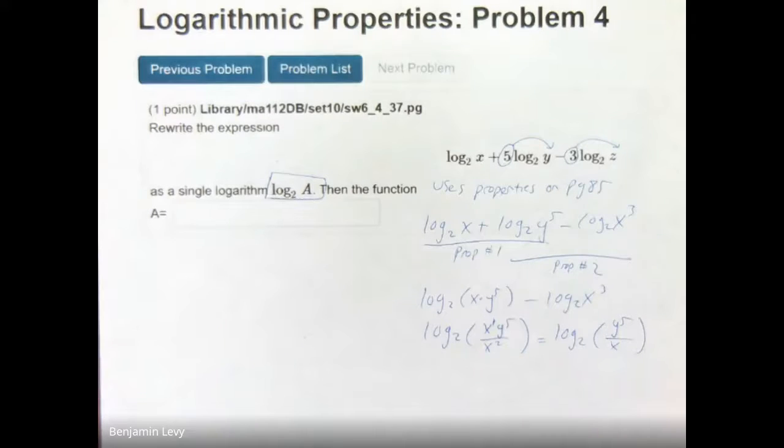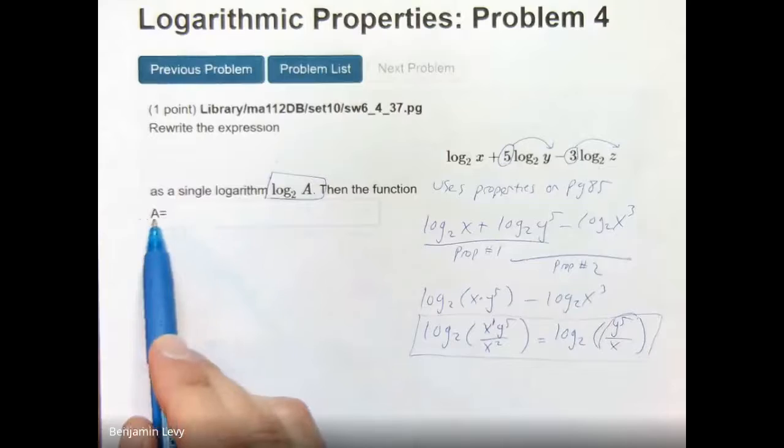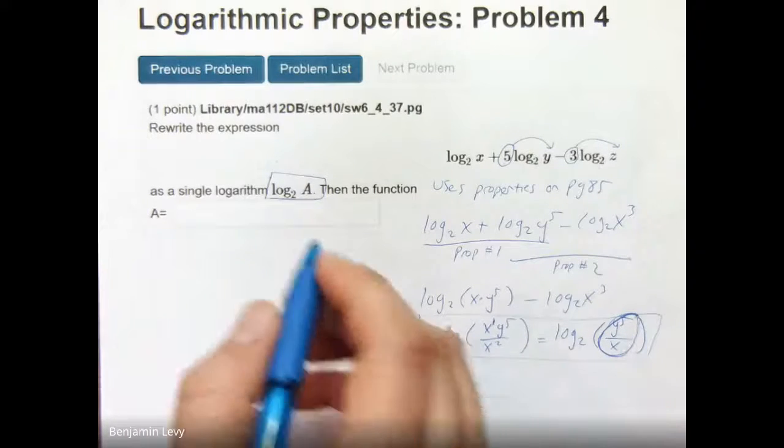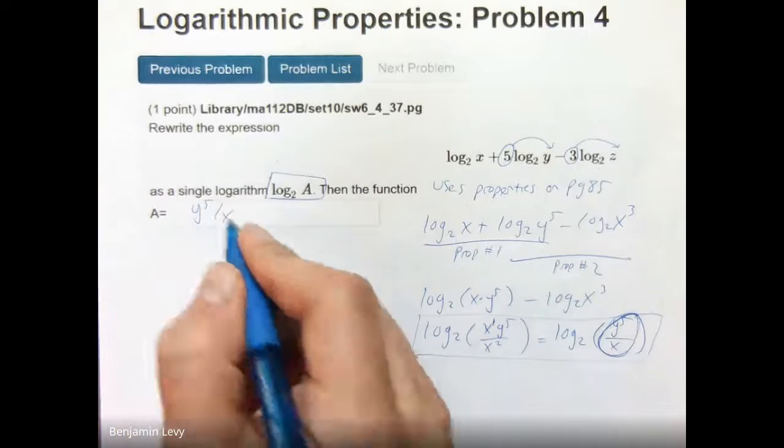I'm not super picky about that on a test. Like if this is a test, I would probably be fine with both of those. What's important to me is you know the properties, not so much the exponent thing there. WebWork a lot of the time wants things simplified. And so if this is me, I would probably enter this into WebWork, right? And so the way WebWork wants this entered, it just wants you to enter what's inside the log. And so this is what you would actually enter into the problem. You enter y to the 5th over x.